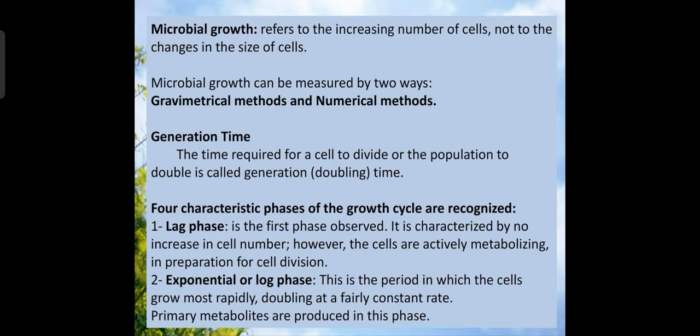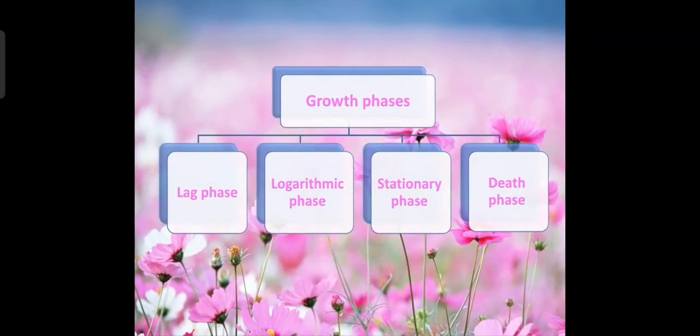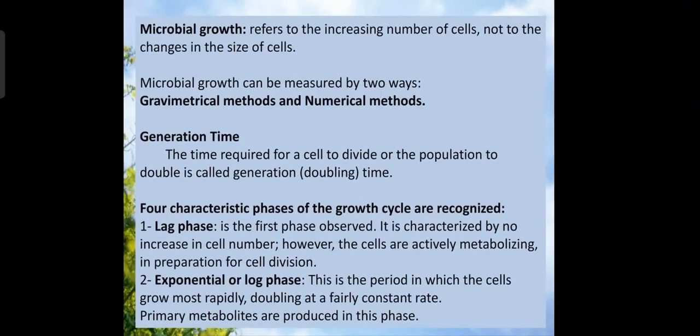Let's move on to microbial growth. Microbial growth refers to the increase in the number of cells, not to changes in the size of cells. What is generation time? The time required for a cell to divide or the population to double is called generation time or doubling time. There are 4 different growth phases. They are lag phase, logarithmic phase, or log or exponential phase as we say, stationary phase, and death phase.